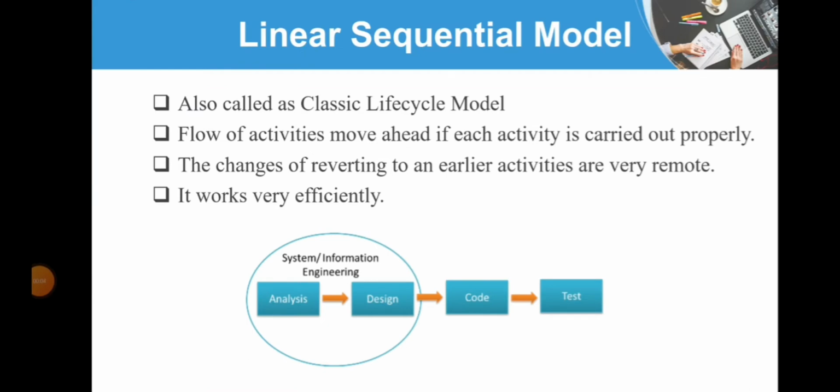The first model we are going to see is the linear sequential model, which is also called the classic life cycle model or waterfall model. Here in this model, the phases move in a sequential manner, and once a phase is completed we can't repeat the same phase. This is the main thing in this model. The steps involved are requirement analysis, software design, code generation and testing. This model is considered very efficient, and it is also very simple to implement and manage. One of the main drawbacks of this model is that it can't accommodate changes at a later stage.